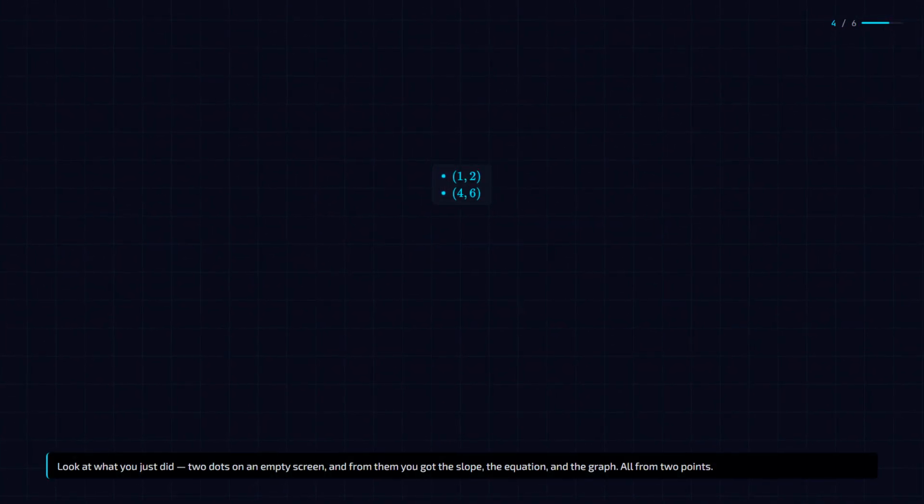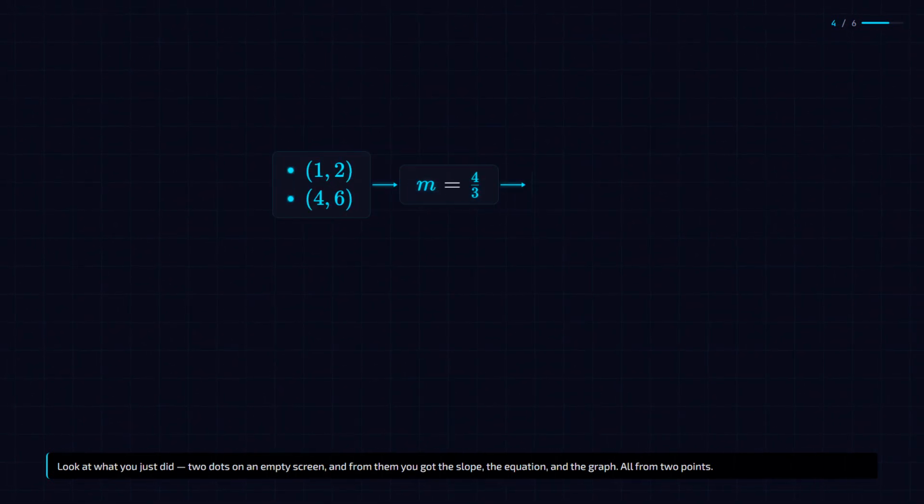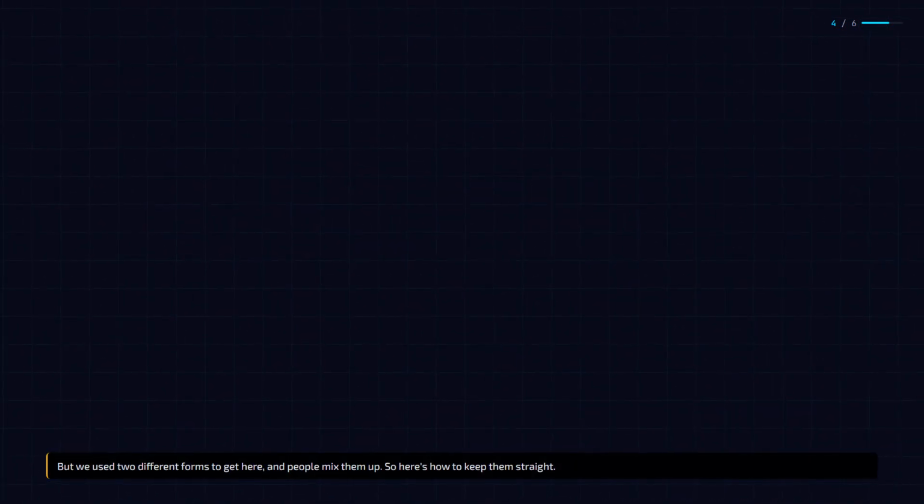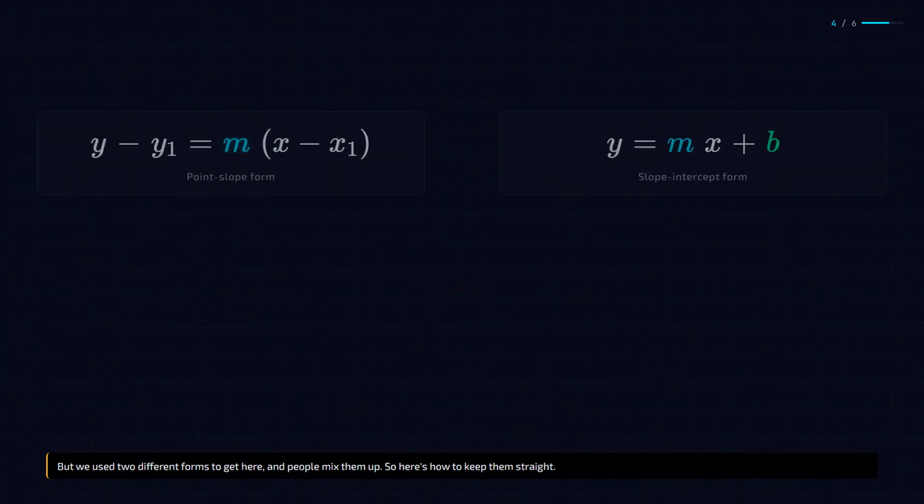Look at what you just did. 2 dots on an empty screen. And from them, you got the slope, the equation, and the graph. All from 2 points. But we used 2 different forms to get here, and people mix them up. So here's how to keep them straight.